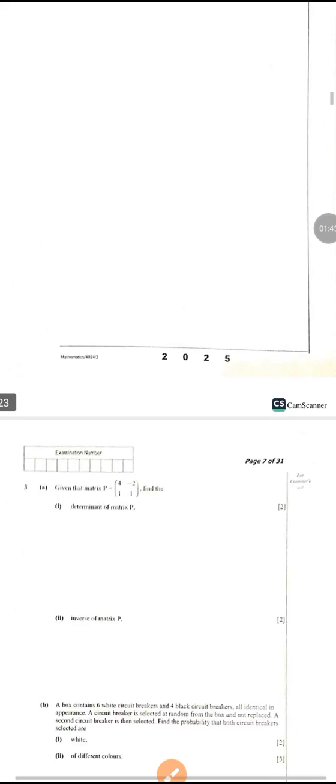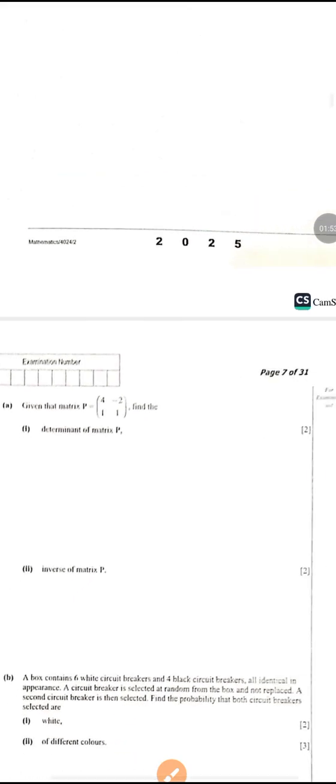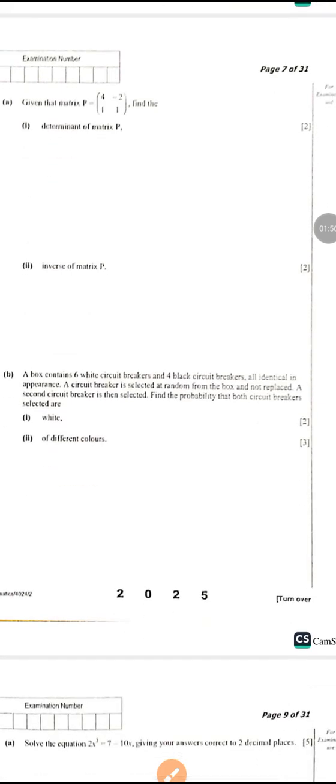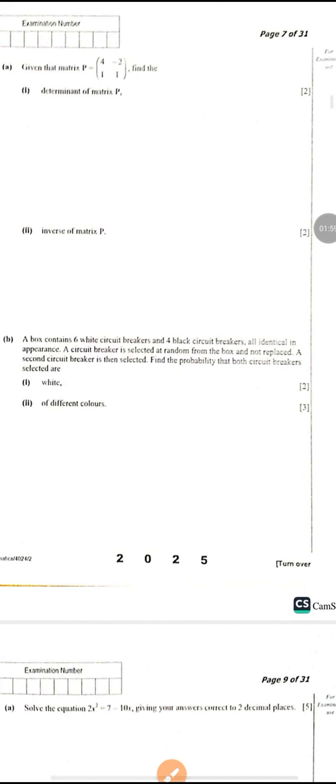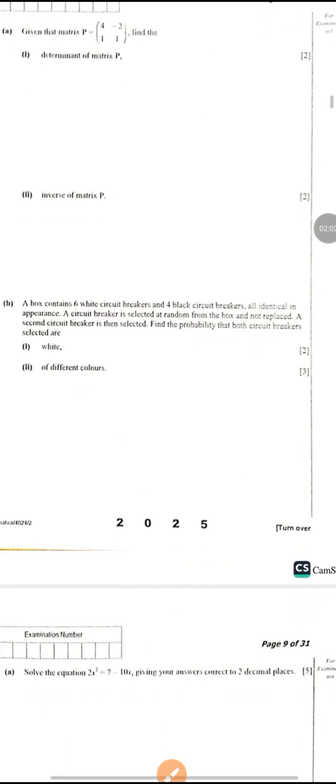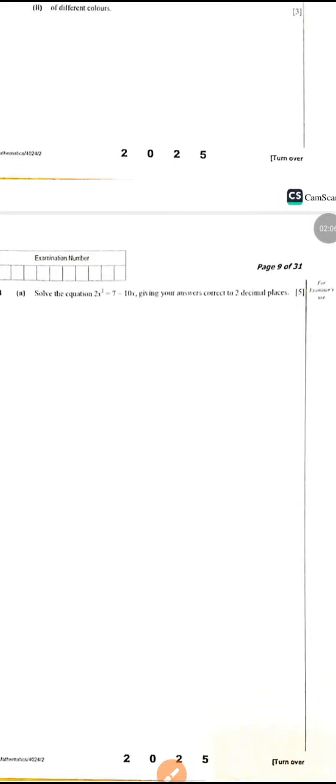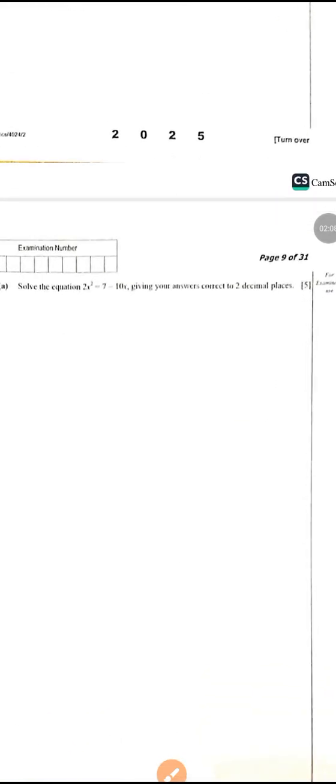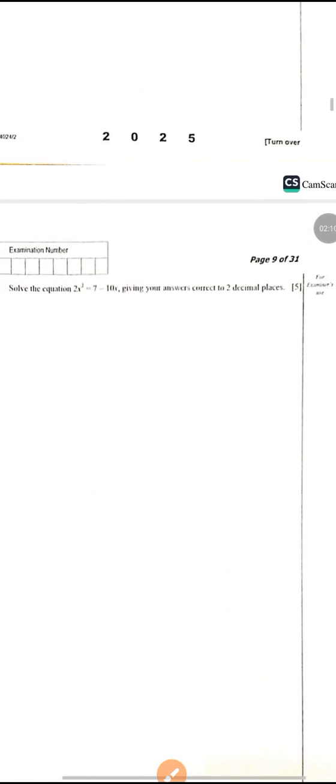Wow. Question 3, we have matrices. As you can see, you're told to find the determinant and then the inverse of the second question. Okay, we are having the question under probability. As you may see, this question is very simple, and I'm sure that now you are able to do that. Question 4, we are having this equation, where we are told to solve and give it to 2 decimal places.